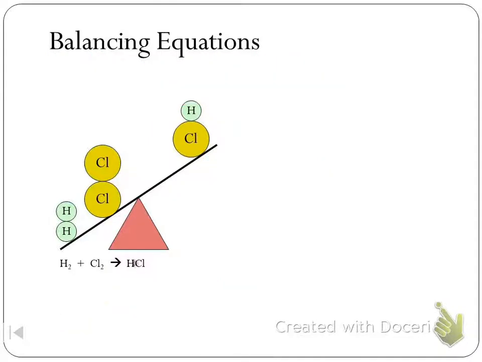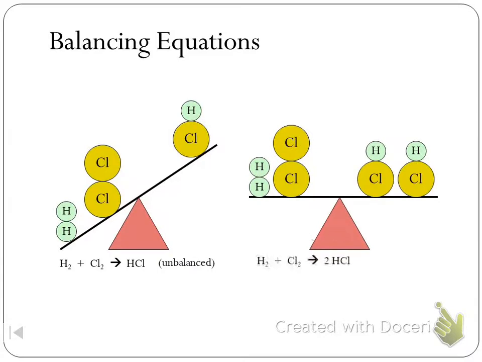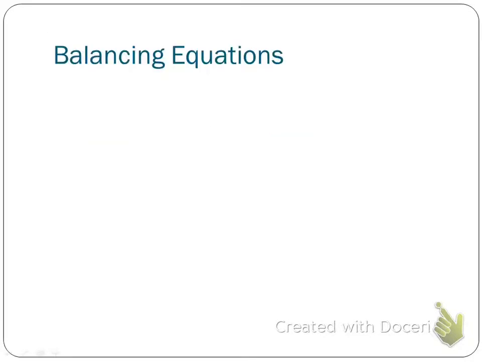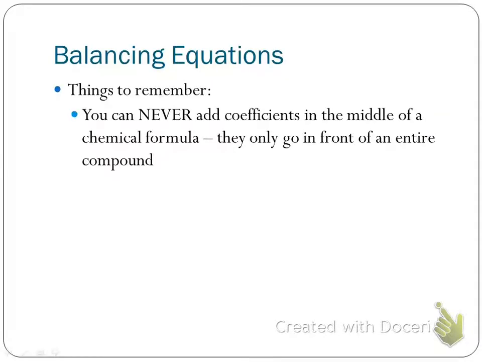Okay? All right, so let's look here. We unbalanced, we balanced, we added the 2. Okay, great. Things to remember, we never add coefficients in the middle of a chemical formula. Once a chemical formula is in the reaction, it does not change. Okay, it does not change. We do not edit chemical formulas. The only thing we do to add atoms to either side is to add a coefficient.